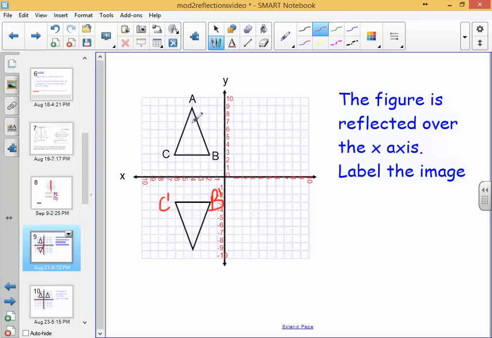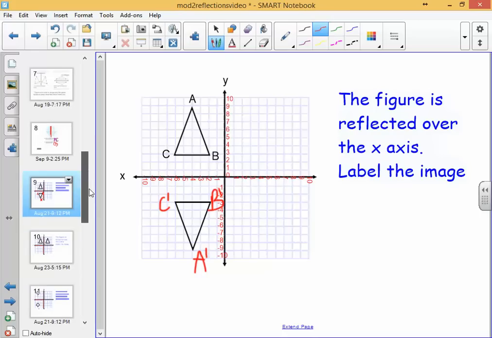Okay? A is 9 points away from the x-axis, so A prime will be 9 points away from the x-axis. So there is our flip and our reflection.